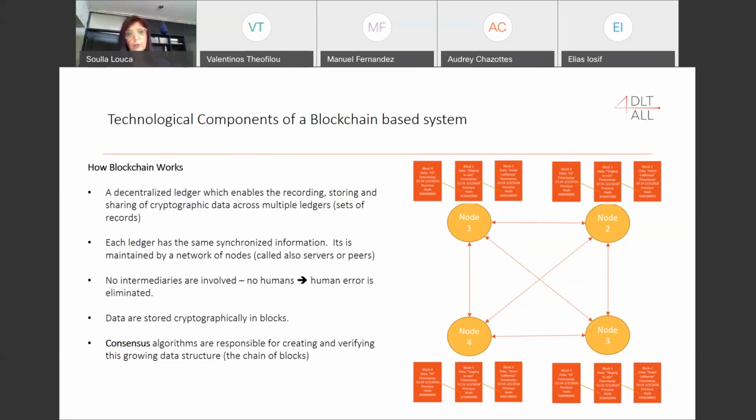Data are stored cryptographically in the blocks, and consensus algorithms, we will also be talking a little bit more on consensus algorithms, are responsible for creating and verifying this structure, which is actually growing continuously. As more transactions take place, obviously, more blocks will be created all the time, and the whole structure is growing.